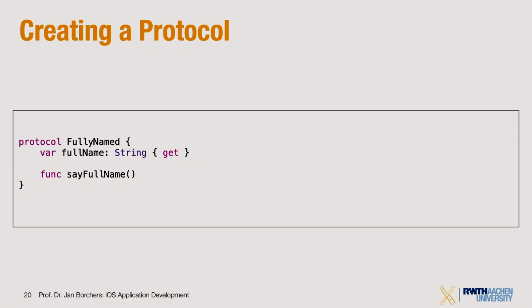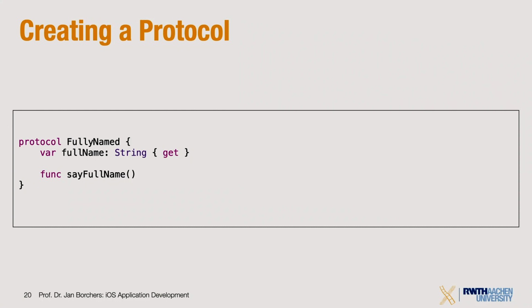But there's a couple things that are different. You do specify what kind of methods and properties you want to be there. Like here, we want a property full name, and we want a method say full name. But there's something weird in here, right? There's this get in there. What does that mean? Well, this specifies inside the protocol whether the property that you're adding to the protocol is supposed to be a read-only variable or a readable and writable variable. Right? So if you have get in there, then it's read-only. If you have get set in there, both words, then it's read and write.